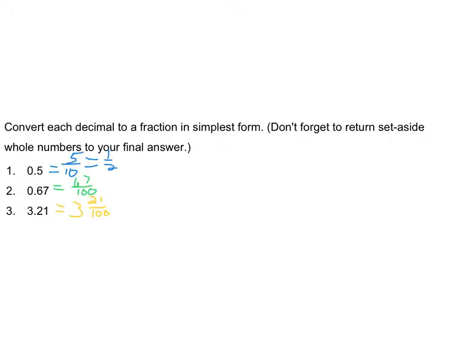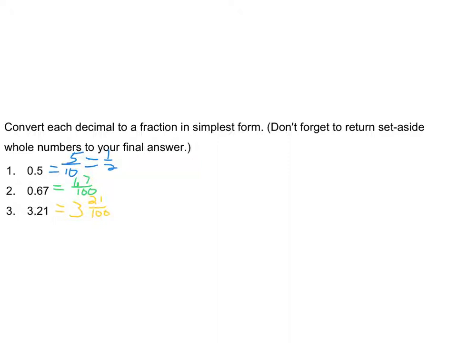Our first example is 0.5. I take all the numbers to the right of the decimal, which is just a 5, and I put that on top. And on the bottom I put a 1 and then a 0 for every number that was to the right of the decimal. So I put 1, 0. So it's 5/10. And I can divide the top and the bottom by 5 to get 1/2.